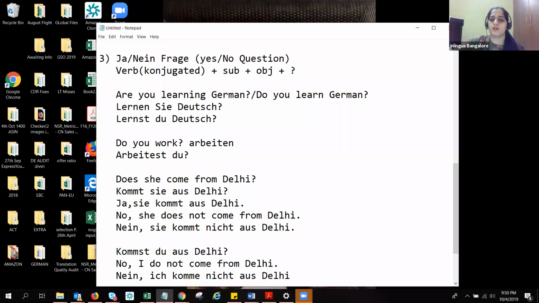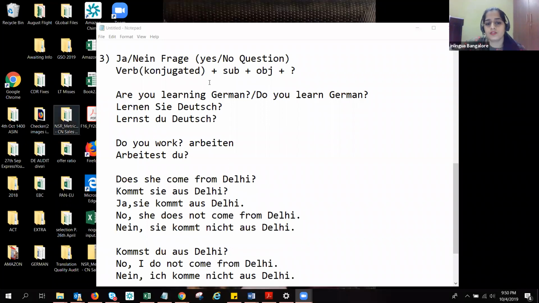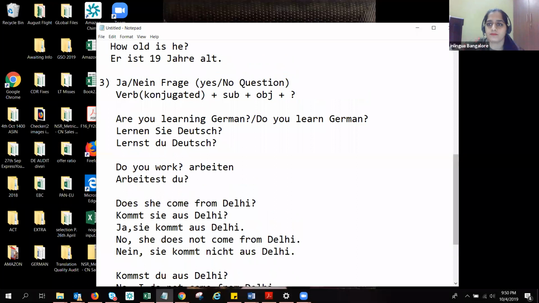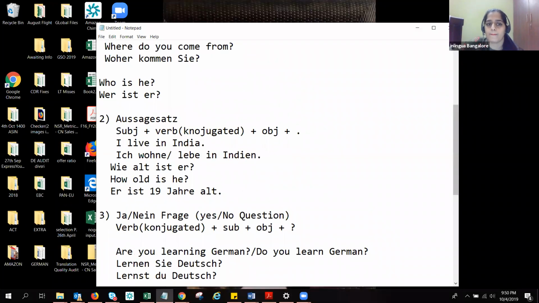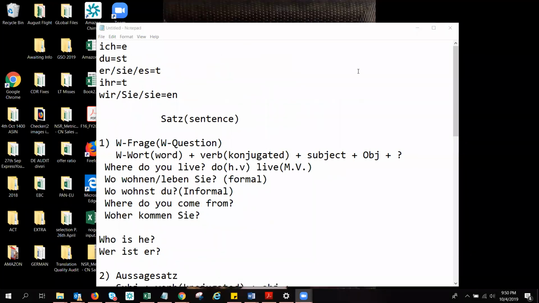Okay. Vedi, is it clear? Yes. Yes, ma'am. Thank you. Okay, Shashikala, we are using aus for from. This preposition from is aus in German. Okay, any other doubt? Okay, so we will move further with a practice sheet.